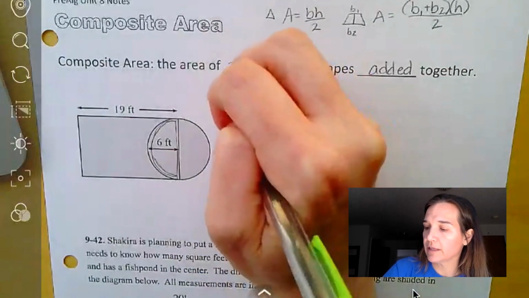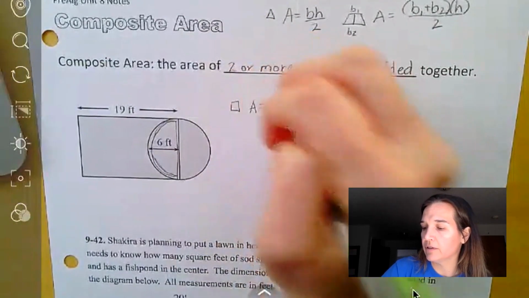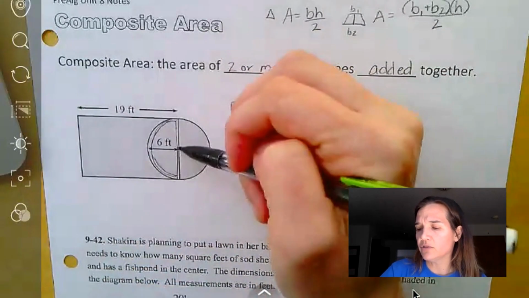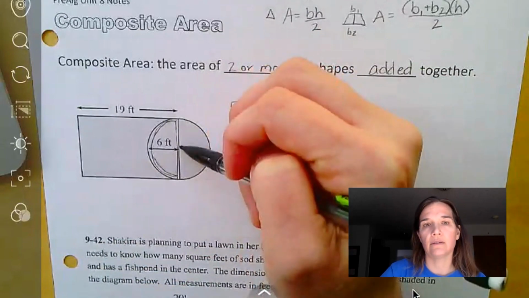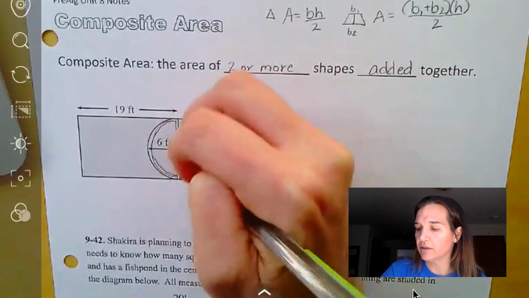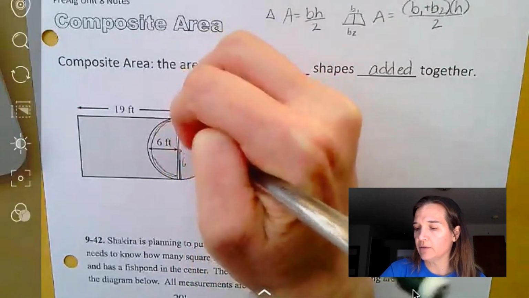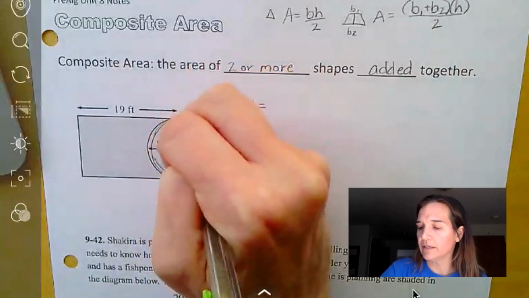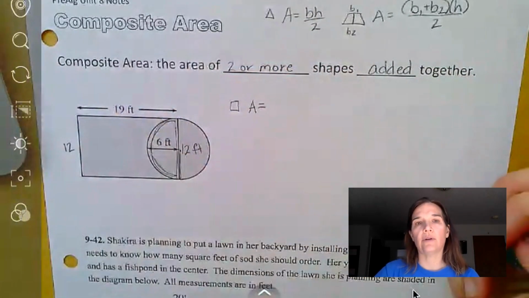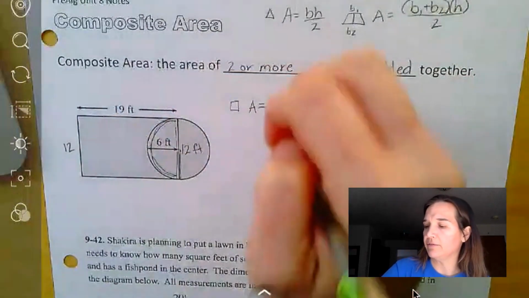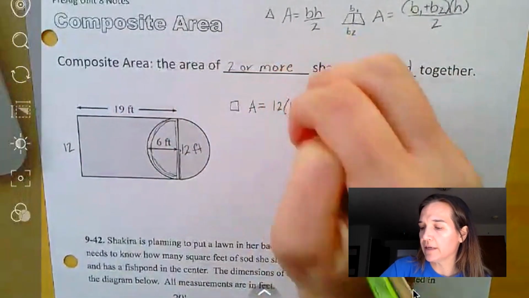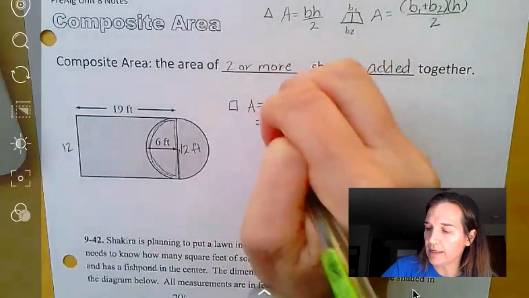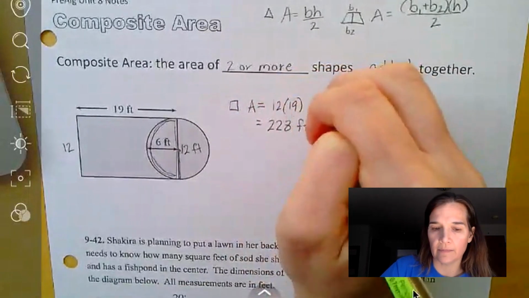So first off, for our rectangle, I have a base of 19 and then the height. Now notice over here that the radius is 6, which means that from here down to here would also be 6. And that means from here to here would also be 6. That makes our diameter 12 feet. And so now we know our rectangle is 12 by 19 feet. So it's going to be 12 times 19. And when we multiply the two together, we end up with 228 feet squared.